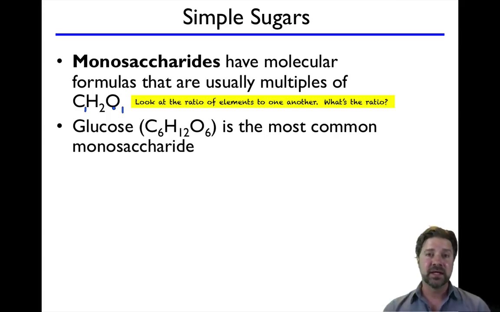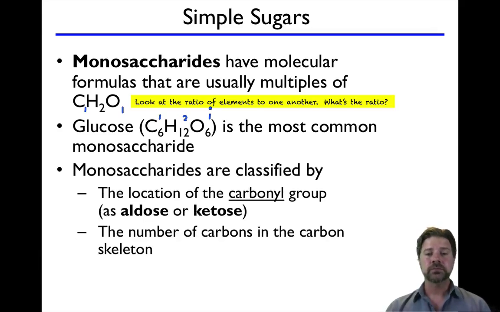Glucose, C6H12O6, is the most common monosaccharide. And we know if we divided each of these subscripts by 6, you'd get 1 to 2 to 1. So there you go. Fructose would be C5H10O5. So there you go, a 1 to 2 to 1 ratio again.